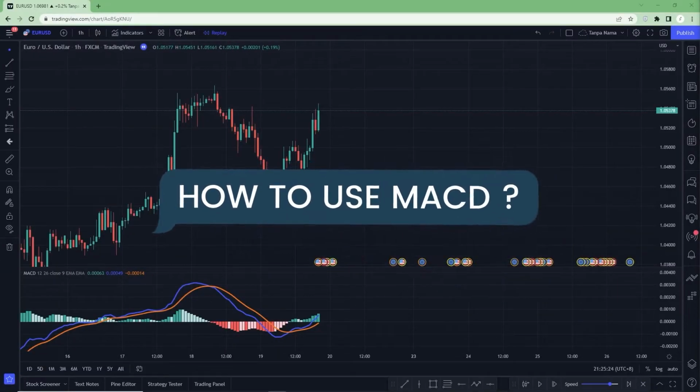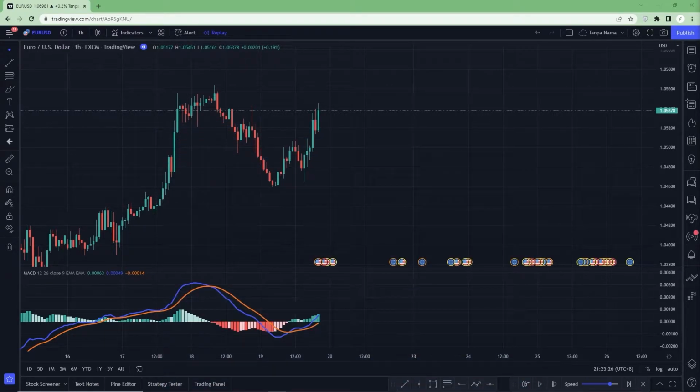The rule of using MACD. In this test, we will test it only on the Euro-USD market. We will use the 1 hour time frame.